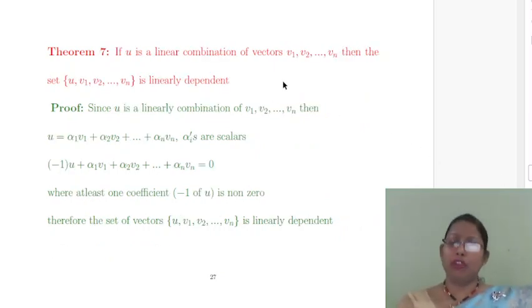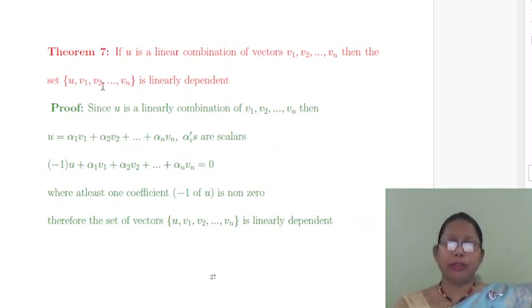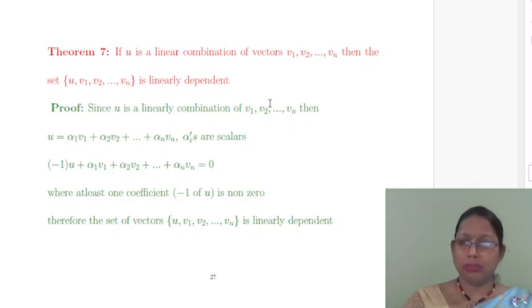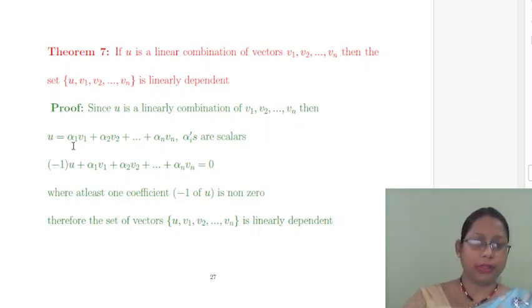If u is a linear combination of vectors b1, b2 up to bn, then the set of vectors u, b1, b2, dot bn is linearly dependent. Since u is a linear combination of b1, b2, dot bn, we can write u in this form: alpha 1 b1 plus dot up to alpha n bn, where the alpha i's are scalars. Then I can bring u to the right hand side. Here minus 1 is a non-zero coefficient, so this set of vectors is linearly dependent, as per the theorem.